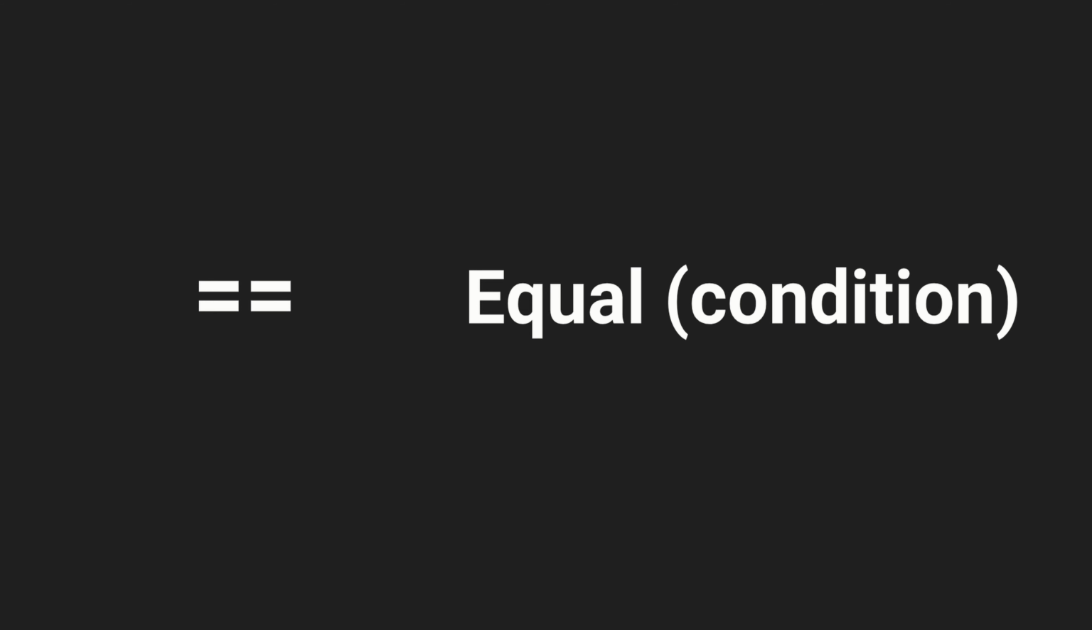And then we have the double equal sign. You may remember the single equal sign from earlier in the video. That is not the same. That is only used for assigning values to other values. This is only used to check if one value is equal to another. Do not confuse them.